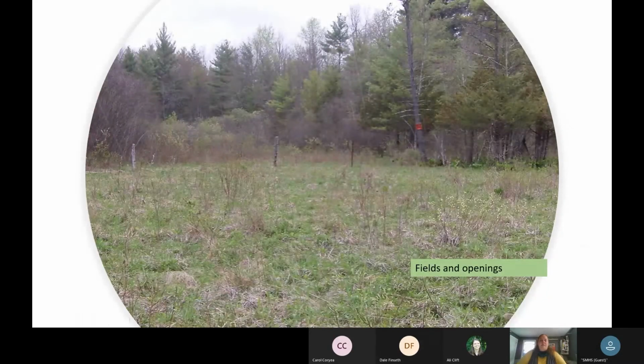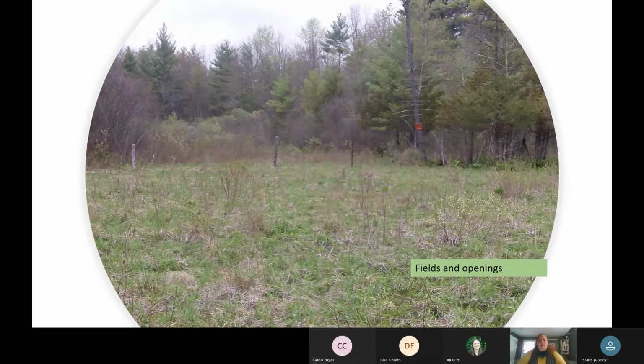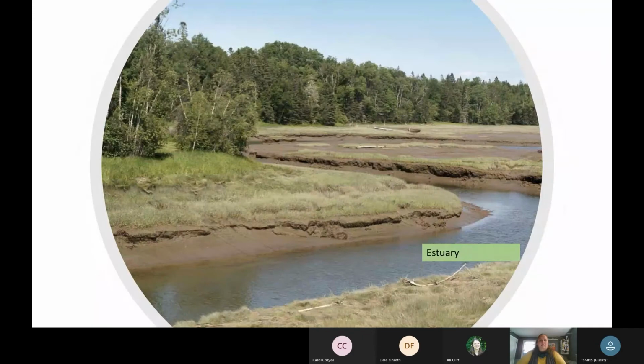It could be an image of a field or an opening next to mature forest. So again, what do you think is going to live there? And then don't forget that we have a great coastal system of estuaries. We have rivers and streams and lakes. So there's always a possibility that one of those pictures could pop up. But then again, understanding how these habitats support wildlife is super important.